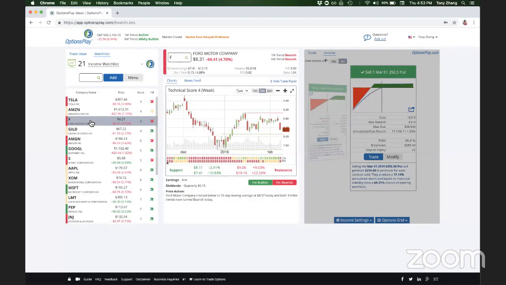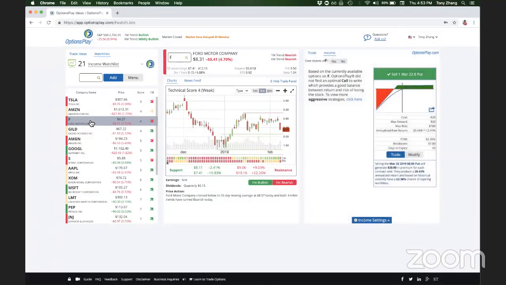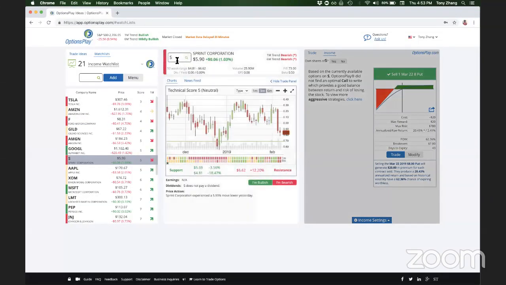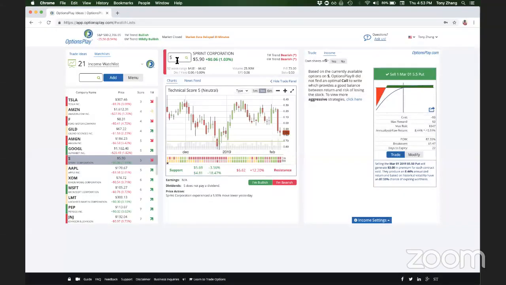So for example, if you're looking at Ford, and in this particular case, I was actually able to find a cash secured put. I want to see if I can find a stock where we're not able to find a cash secured put. Looks like we're actually able to find quite a few cash secured puts on a lot of different stocks, even low price stocks like Sprint, where it's usually hard to find cash secured puts because the strike prices are so far apart from a percentage standpoint.